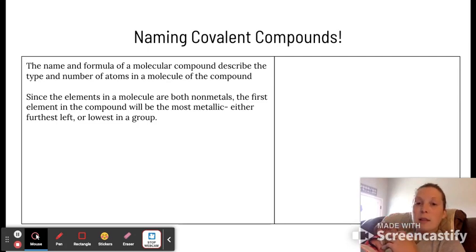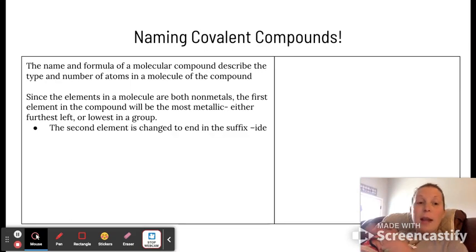Since the elements in a molecule are both nonmetals, the first one should be the one that's the most metallic, so the most left on the periodic table, either furthest left or lowest in the group. If they're in the same group, the one that's the furthest down. When you name that first element, you don't change its name. So if it's nitrogen, leave it nitrogen. But the second element does get the IDE ending, just like ionic compounds.